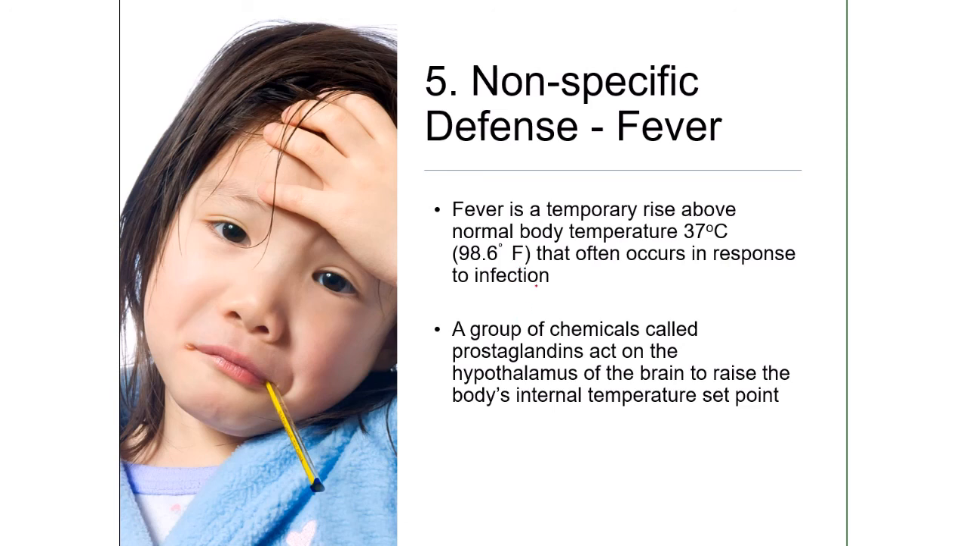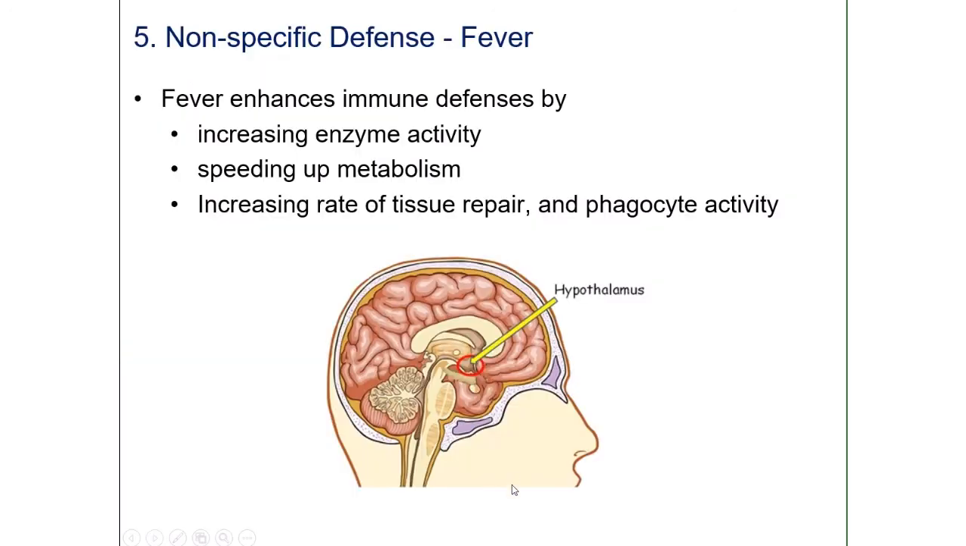And when you have an infection, there is a group of chemicals called prostaglandin. Okay, and the prostaglandin will act on the temperature controlling region in the brain called the hypothalamus, and that in turn will increase the body temperature. So here is the hypothalamus. We're going to learn that in the nervous system unit.